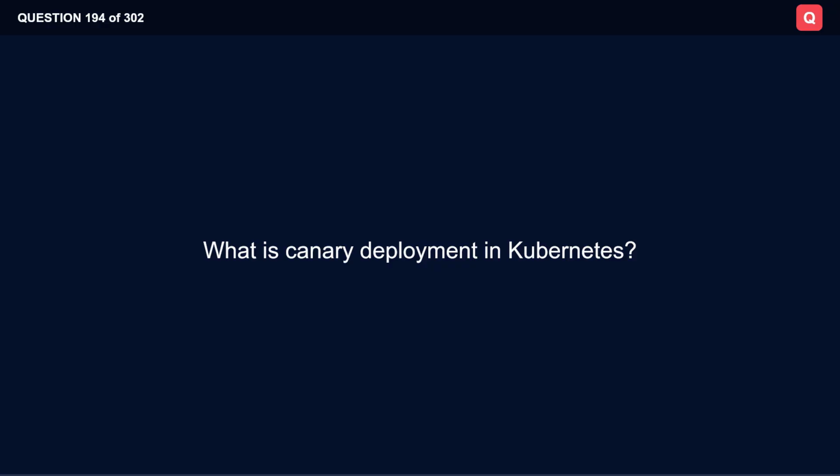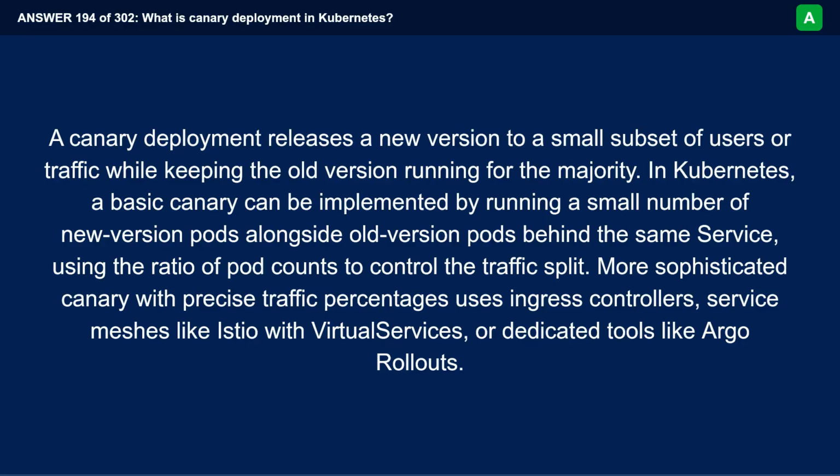What is canary deployment in Kubernetes? A canary deployment releases a new version to a small subset of users or traffic, while keeping the old version running for the majority. In Kubernetes, a basic canary can be implemented by running a small number of new version pods alongside old version pods behind the same service, using the ratio of pod counts to control the traffic split. More sophisticated canary with precise traffic percentages uses ingress controllers, service meshes like Istio with virtual services, or dedicated tools like Argo Rollouts.